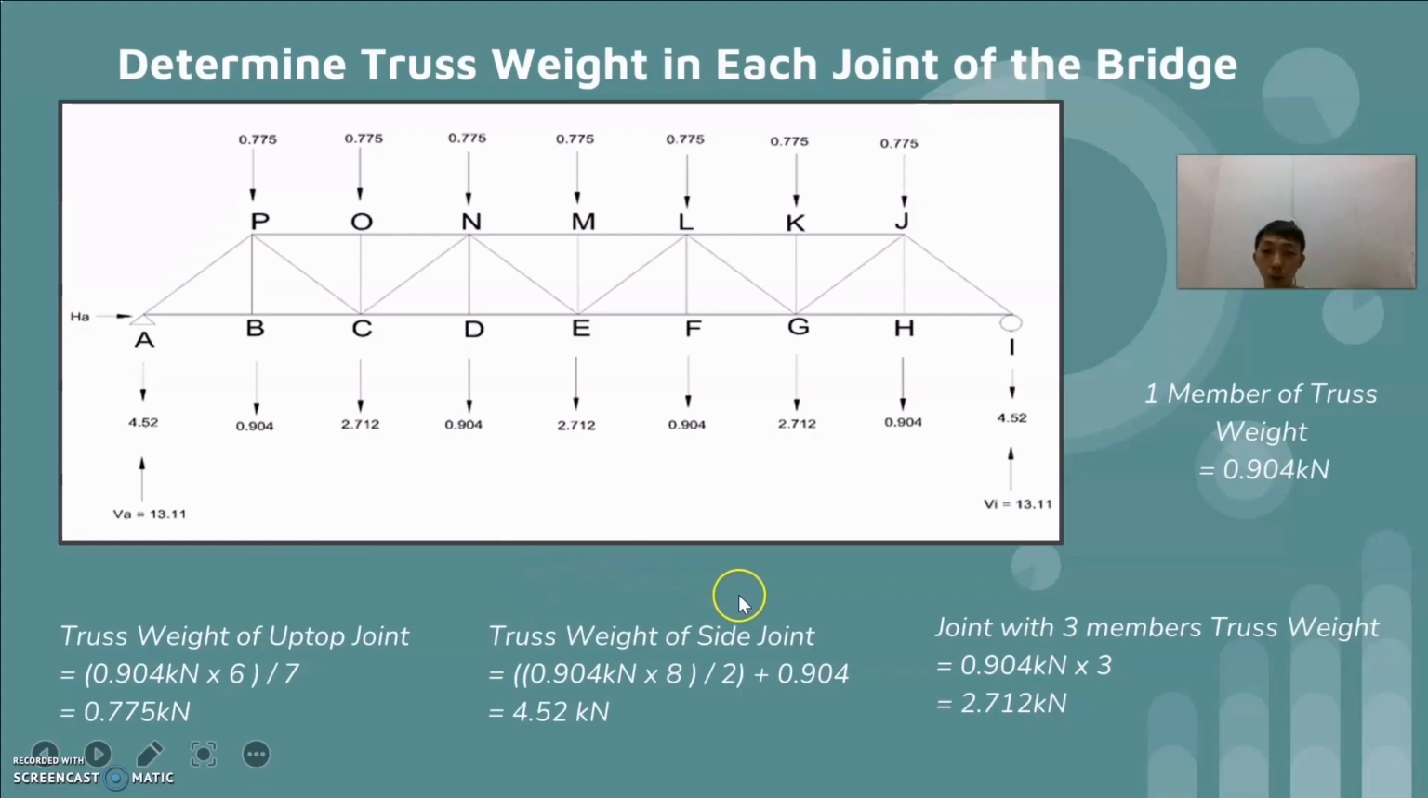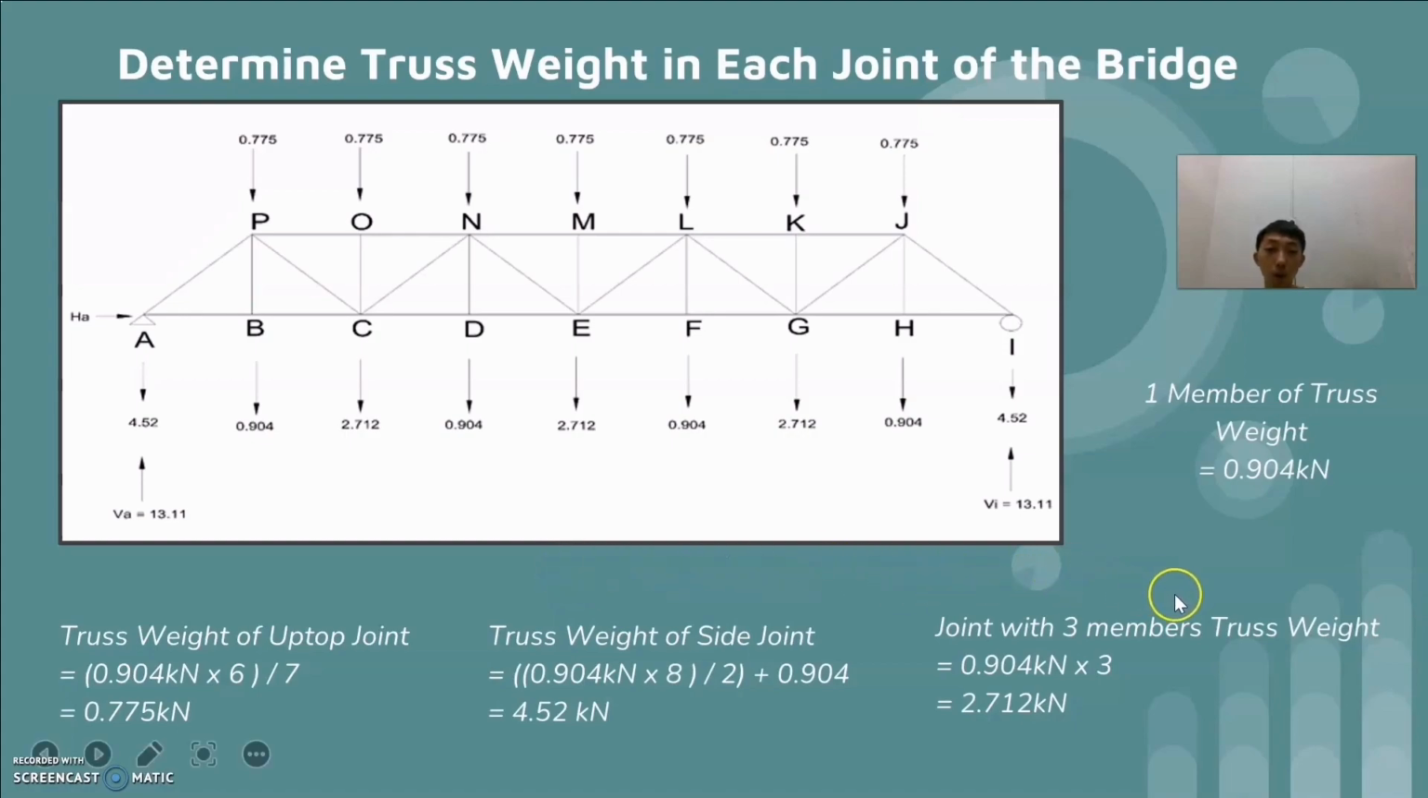For the truss weight of the side joints, joint A and joint I, it is equal to 0.904 kN times the number of members divided by 2 joints, plus 0.904 kN, which is the truss weight of AP or JI, and we get the answer 4.52 kN.